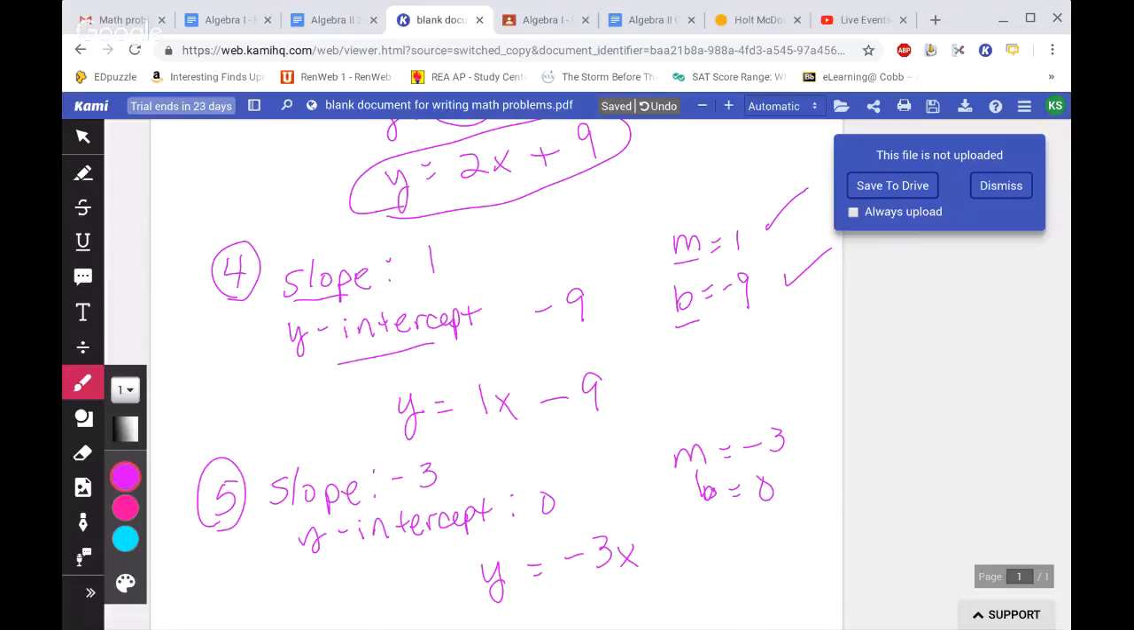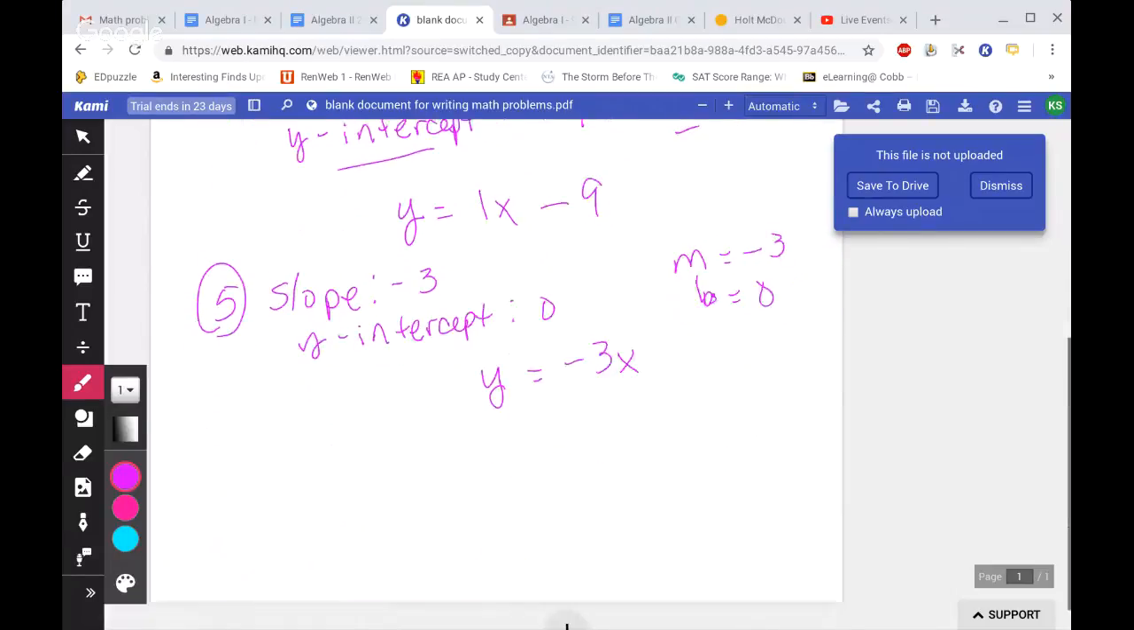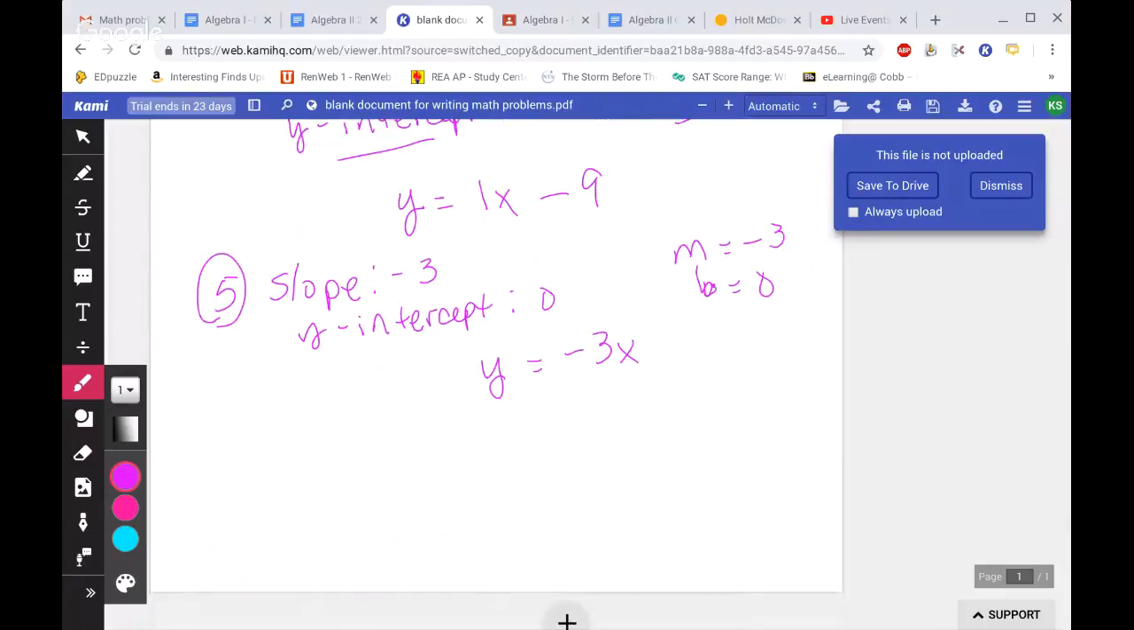Because it doesn't really add anything. And when I see that there's nothing there, if I were looking at this equation, I know that it's just going to go through the origin.